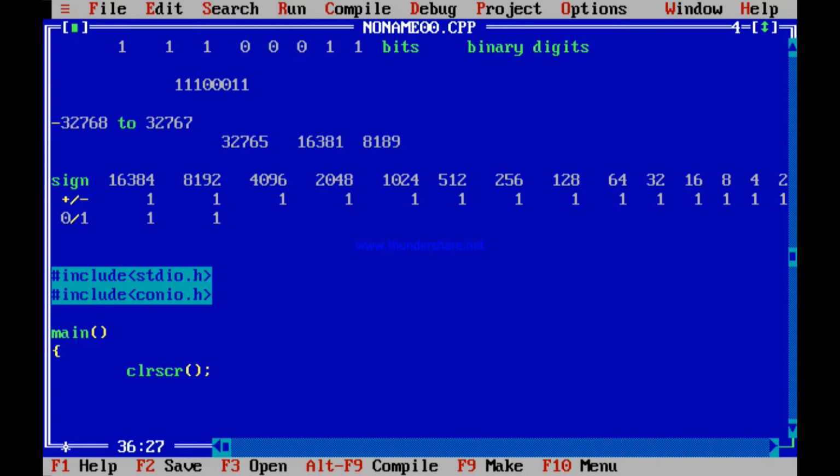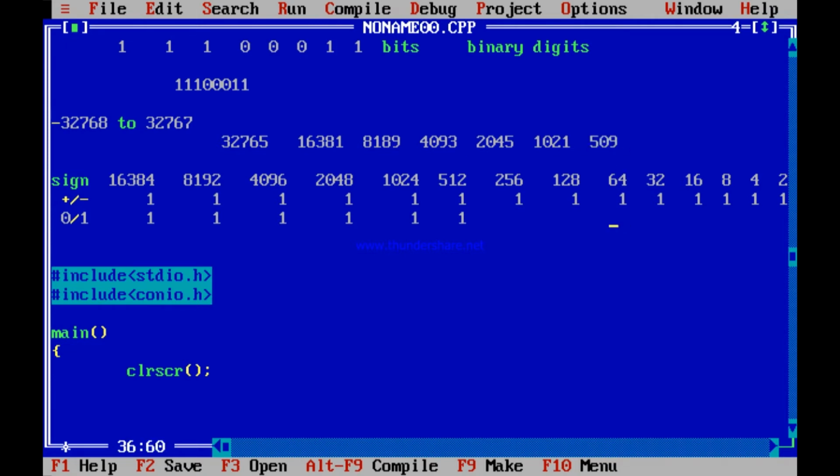So if you fit 4096, how much is remaining? 4093 will be remaining. Now if you fit 2048, how much will be remaining? After 2048, 2045 will be remaining. So yes, 1024 will fit. After 1024, how much will be remaining? 1021 will be remaining. So 512 will fit. After 512, how much will be remaining? 509 will be remaining. Isn't it so?